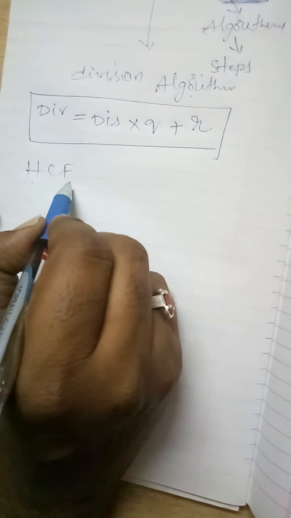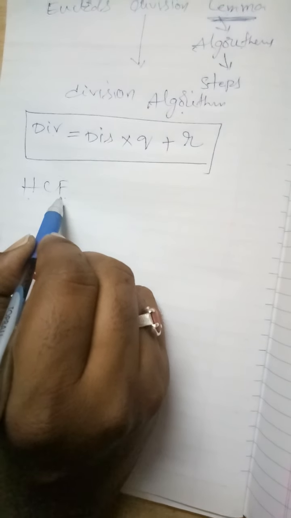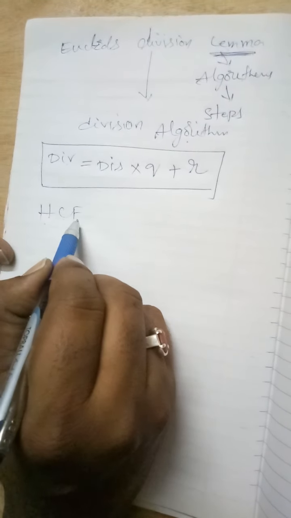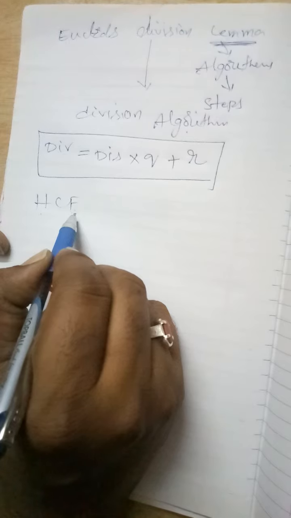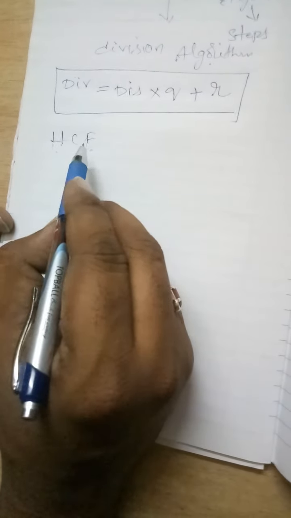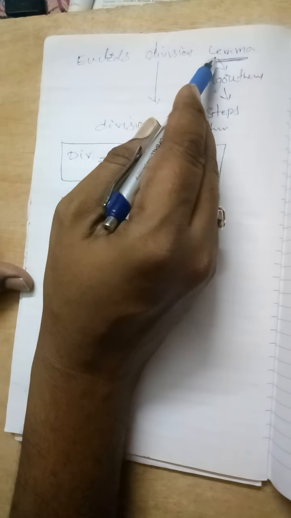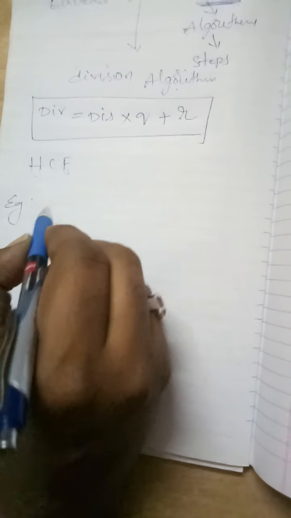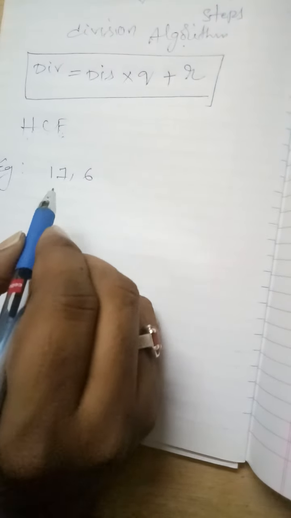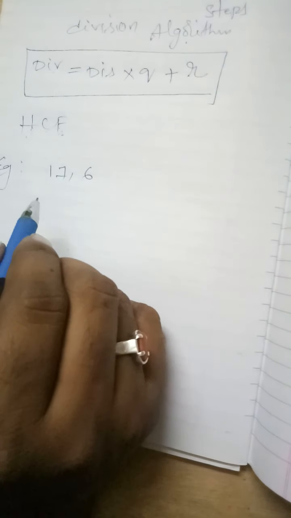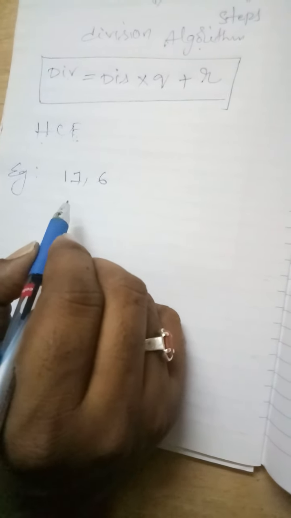You know HCF, highest common factor. How to find HCF? We have so many methods to find HCF, but according to our syllabus we have to find HCF by using the division algorithm. So how to find it? I'm finding the HCF of small numbers, 17 and 6. Generally we know that HCF can be found in the long division method.